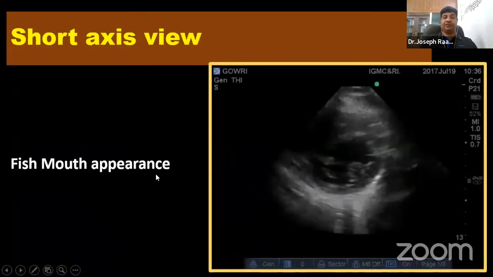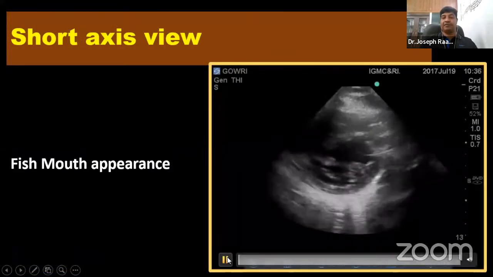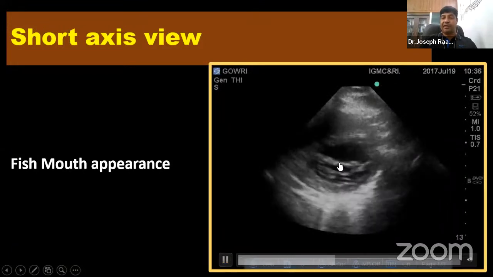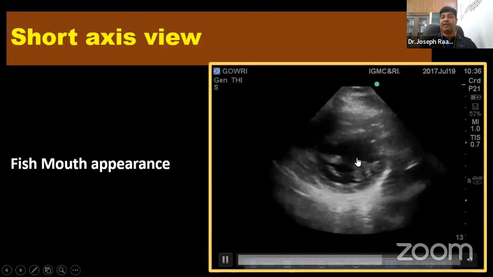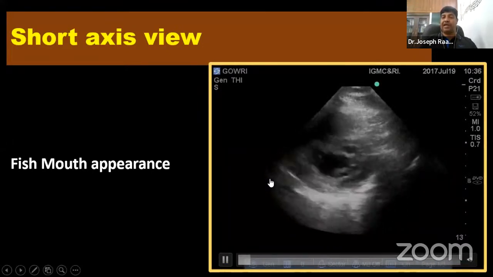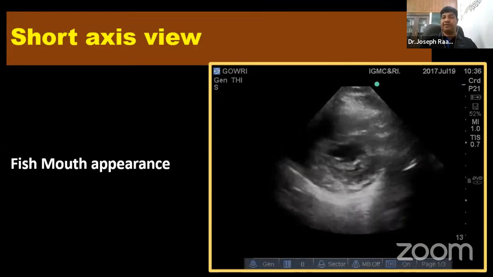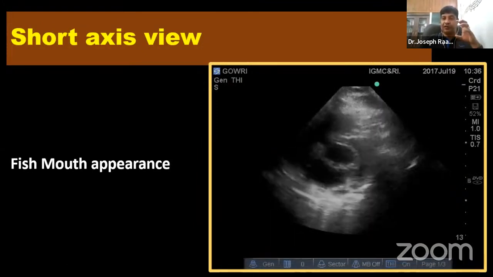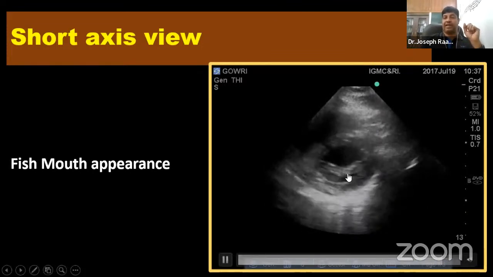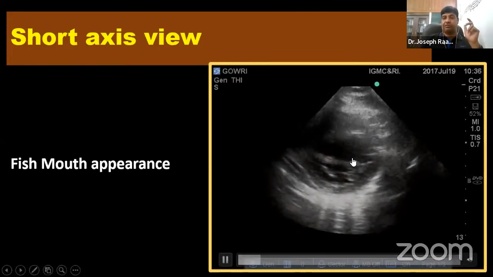We'll go to the next view. This is your short axis view. You can see the mitral valve opening, and it is not opening completely like a normal opening. Once you see this type of opening, you know that it is not normal. Because of the fused commissure, the mitral valve is not able to open. This is called the fish mouth appearance. You would have read it in the textbooks, fish mouth appearance.